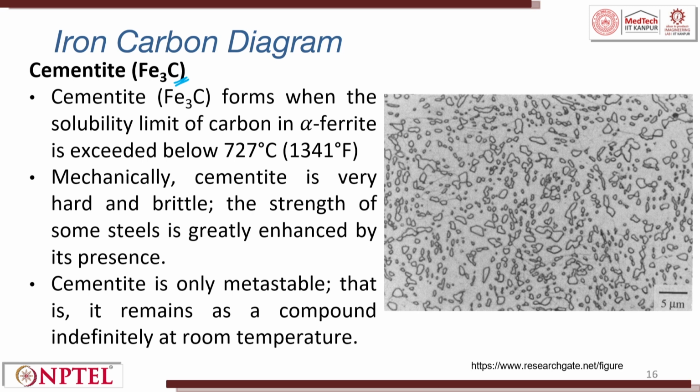These are the phases, the alpha phase. Then we are now trying to see the cementite phase. Fe3C is formed when the solubility limit of carbon in alpha ferrite is exceeded below 727 degrees Celsius. It forms this cementite phase. Cementite phases are hard phases. Mechanically, cementite is very hard and brittle.